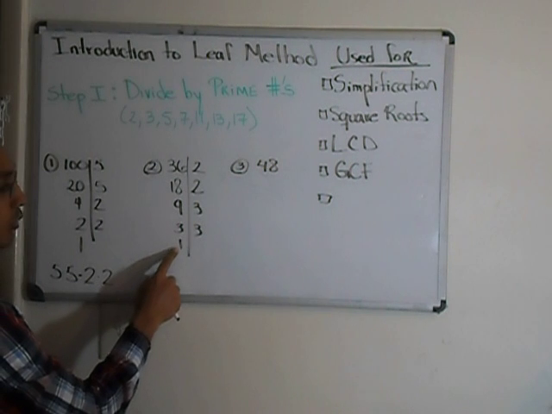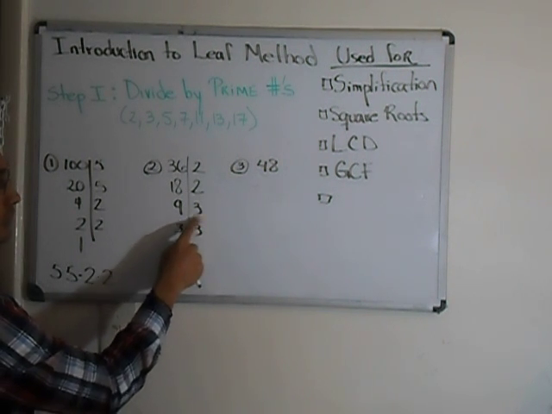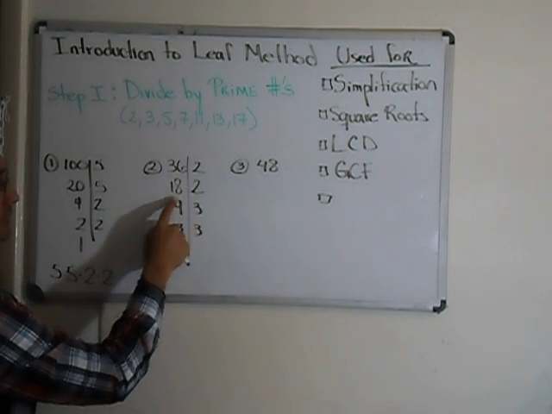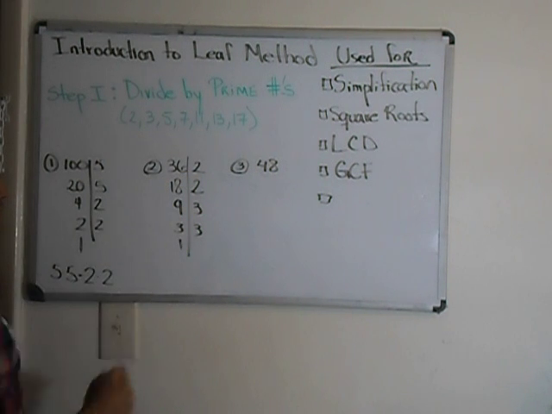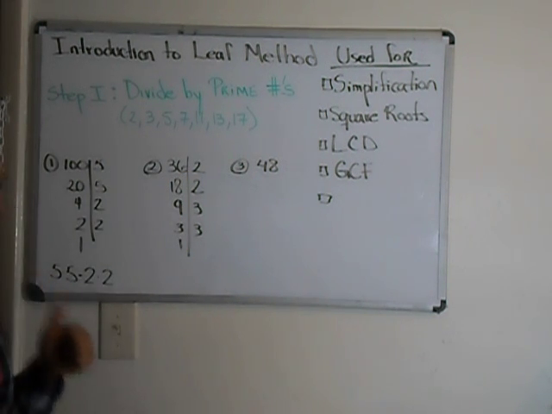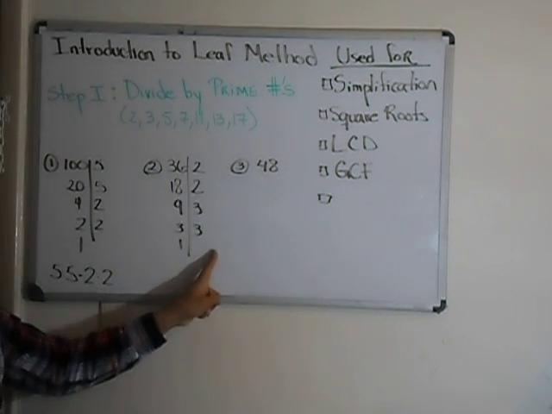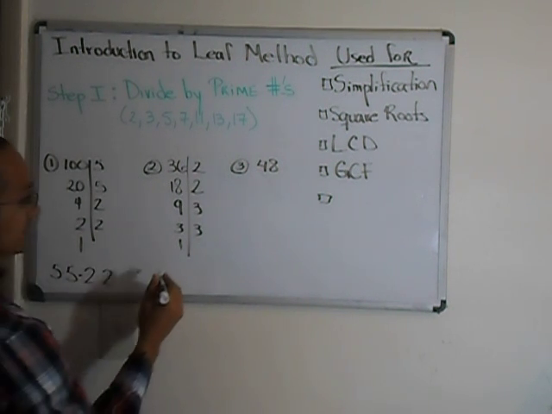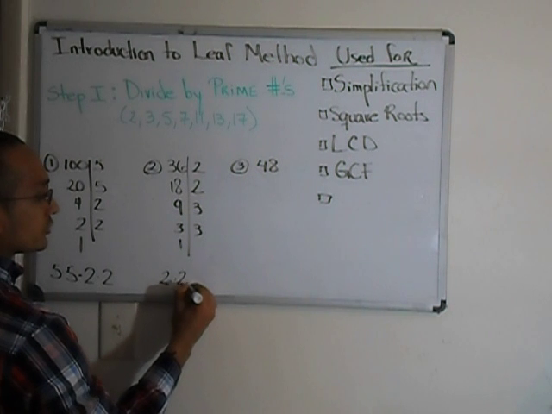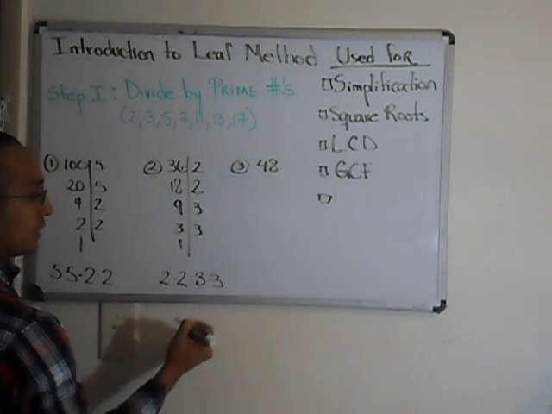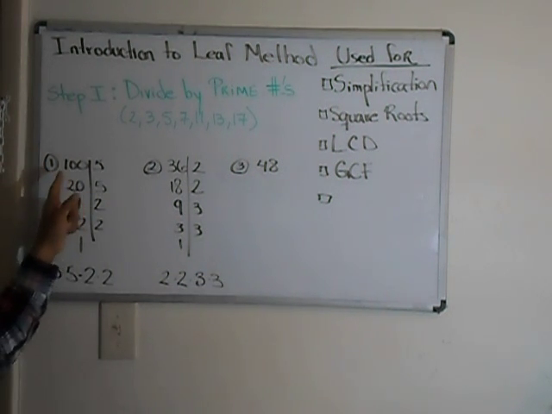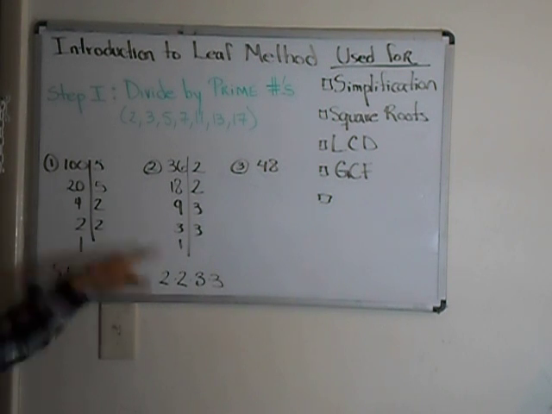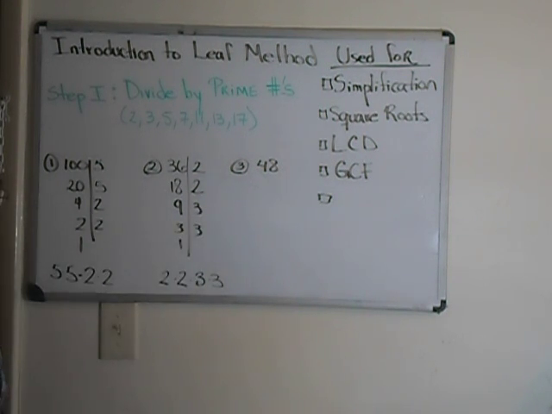We'll check it. 1 times 3 is 3. 3 times 3 is 9. 9 times 2 is 18. 18 times 2 is 36. So we did the math correctly. Now if they ask you what is the prime factorization of 36, it's basically 2 times 2 times 3 times 3. Okay, notice we have the prime factorization of 100, 36, and let's try 48 together.